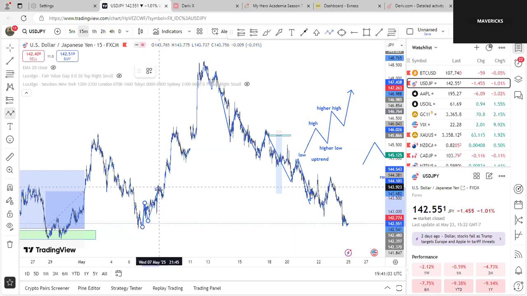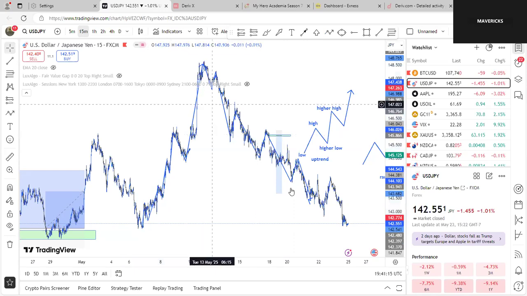Went up to create another high, came down to create another low. Went up another high, another low, another high, another low, all the way here to another high. So this is an example of an uptrend. This is an example of a downtrend.